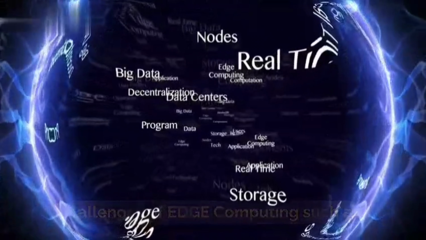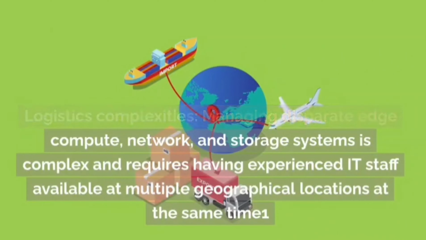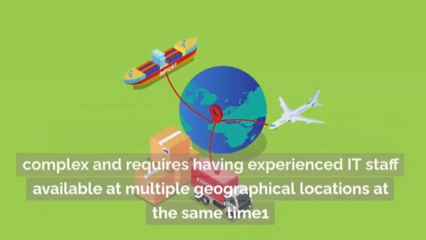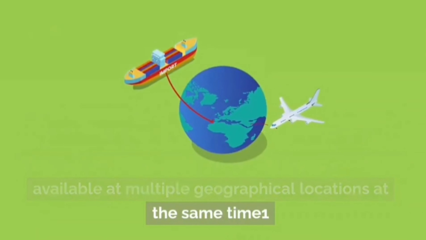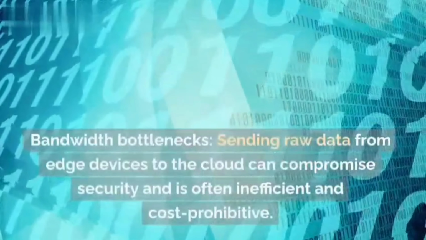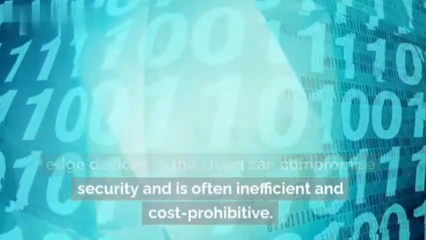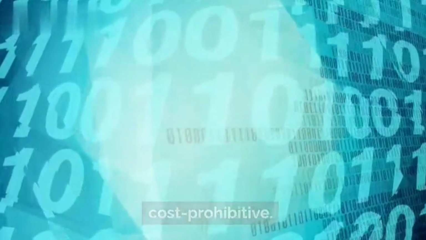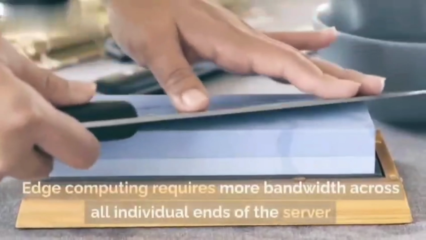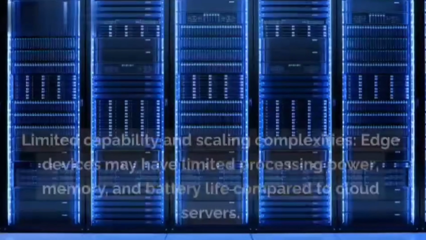Challenges of edge computing, such as logistics complexities. Managing disparate edge compute, network, and storage systems is complex and requires having experienced IT staff available at multiple geographical locations at the same time. Bandwidth bottlenecks. Sending raw data from edge services to the cloud can compromise security and is often inefficient and cost prohibitive. Edge computing requires more bandwidth across all individual ends of the server.